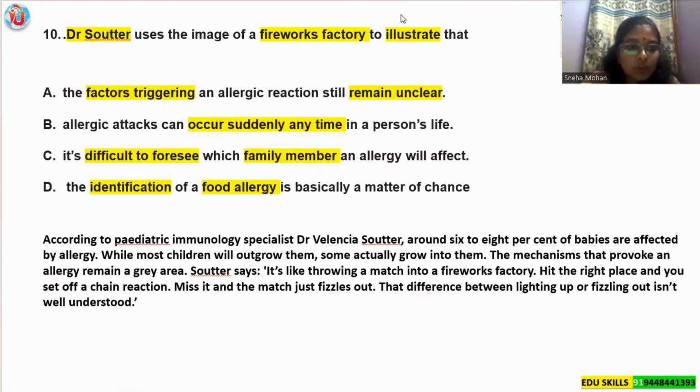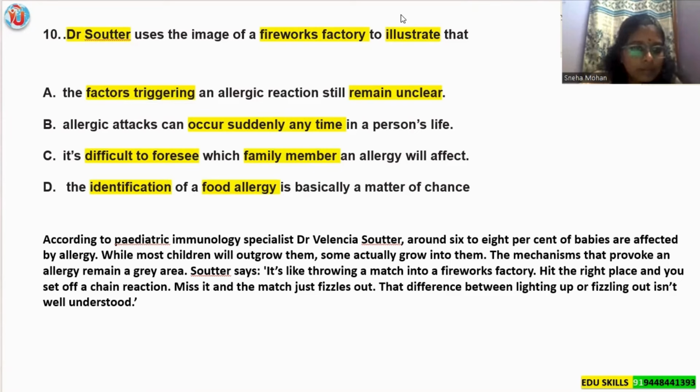Question number 10. Dr. Sauter uses the image of a fireworks factory to illustrate that. According to pediatric immunology specialist Dr. Valencia Suter, around 6 to 8% of babies are affected by allergy. While most children will outgrow them, some actually grow into them. The mechanisms that provoke an allergy remain a gray area. Suter says, it's like throwing a match into a fireworks factory. Hit the right place and you set off a chain reaction. Miss it and the match just fizzles out. That difference between lighting up or fizzling out isn't well understood.